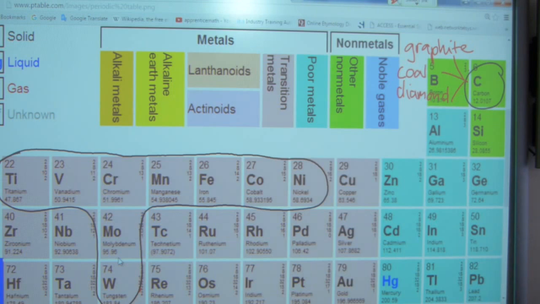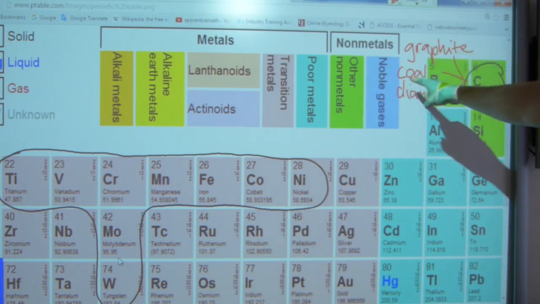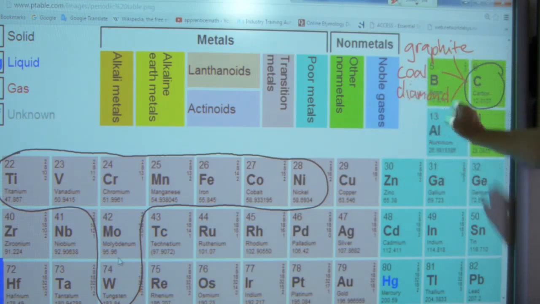And one more note here, that carbon has many forms depending on its crystalline structure. It could be graphite, so that's what's written here, graphite, coal, or diamond. Those are all forms of carbon.